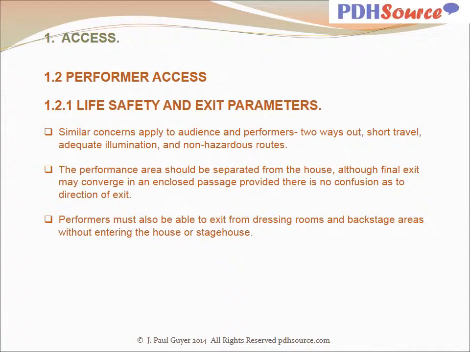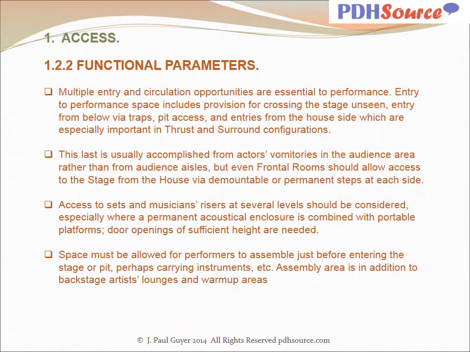Performers must also be able to exit from dressing rooms and backstage areas without entering the house or stage house. Multiple entry and circulation opportunities are essential to performance. Entry to performance space includes provision for crossing the stage unseen, entry from below via traps, pit access, and entries from the house side, which are especially important in thrust and surround configurations.